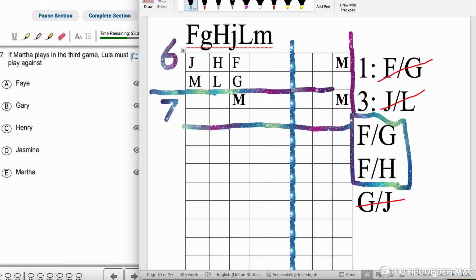Question 7. If Martha plays in the third game, Louis must play again. So we've got Martha in the third game here in these 3 games. For Louis, I'm just going to put Louis in the first game, second game, third game, and I'm going to see where it doesn't work out.